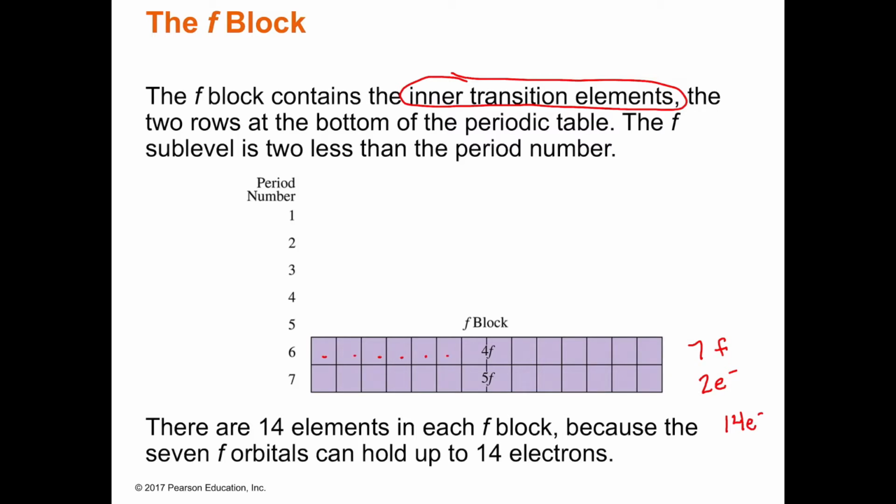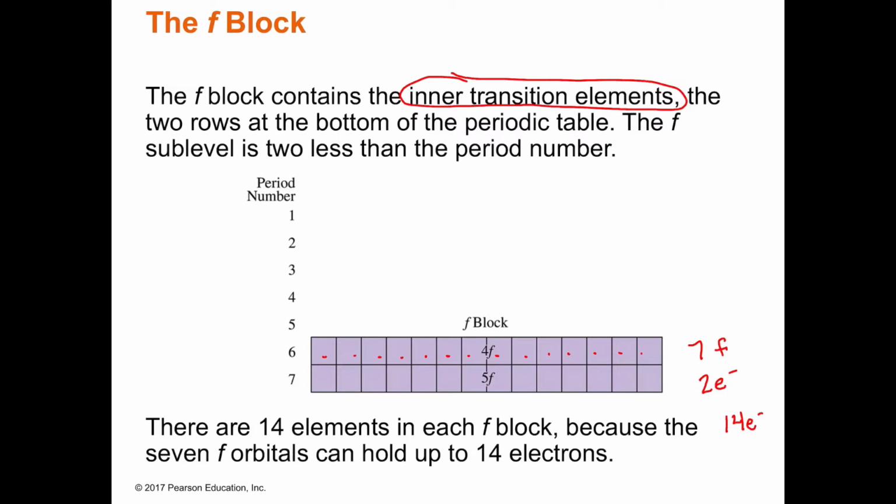1, 2, 3, 4, 5, 6, 7, 8, 9, 10, 11, 12, 13, 14. So again, if you ever forget how many electrons can go for a given block, you can just count across and divide by 2 to get the number of orbitals, which is cool. We are not going to really do any electron configurations for these F block elements because they're a little bit tricky. We're pretty much going to stick to the S, P, and D.